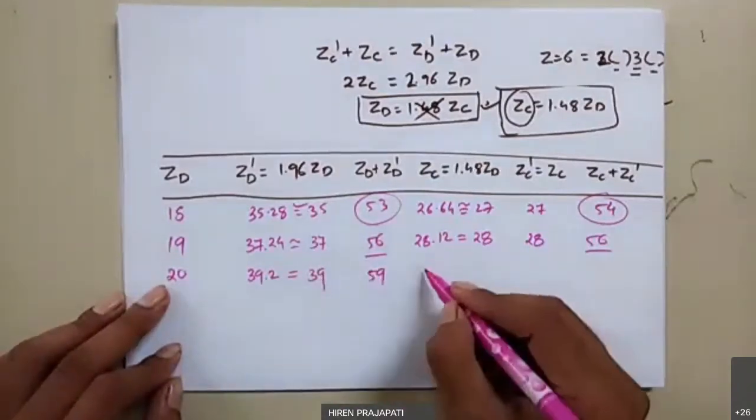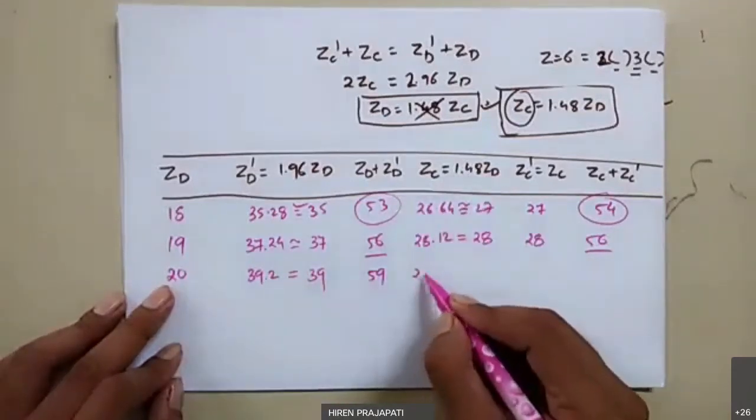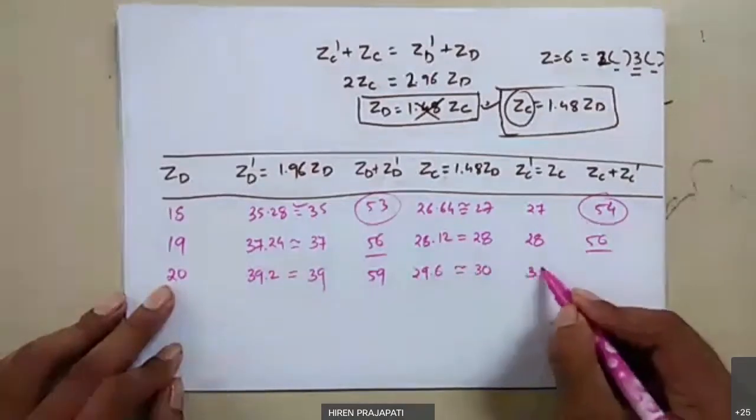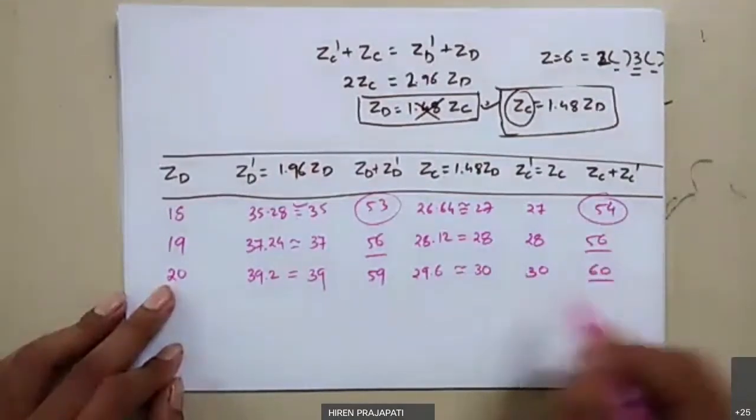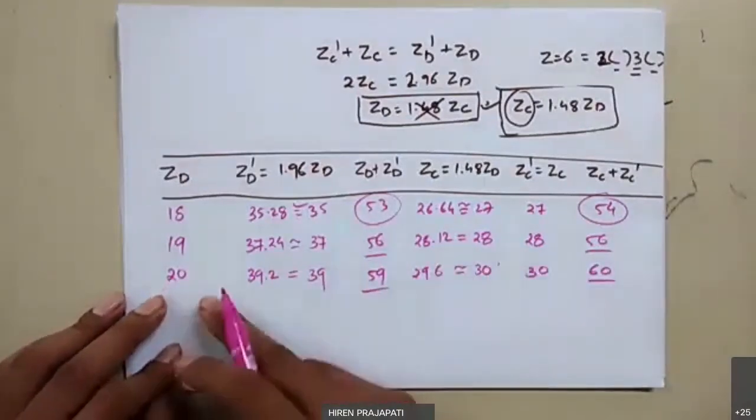Now next, if we go for 20 into 1.48, again we get some fractional value. If we round off, we get 30. This 30, then this is also 30, 30, 30, 60. So again, we are not getting the same value. So actually, we need to go for the next, that is 21.